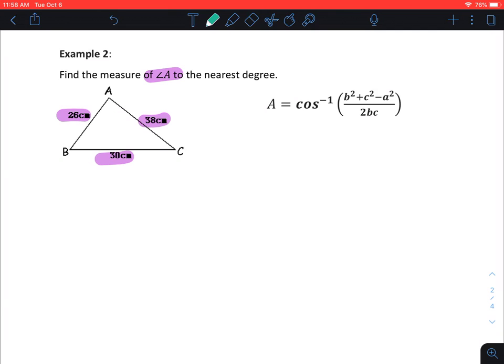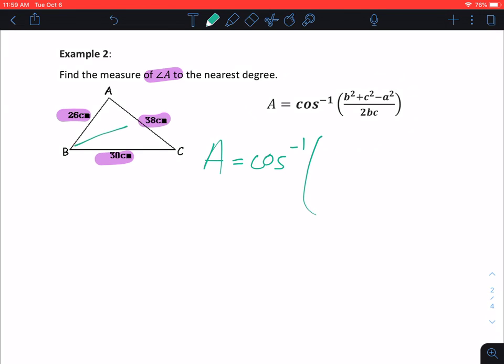And here we sort of have the formula to calculate angle A. So all we're going to do is substitute the numbers from the diagram into this formula to solve for the angle. Okay, so let's do that. So we're going to have A is equal to the inverse cos, because we're solving for an angle. And we'll have B squared.